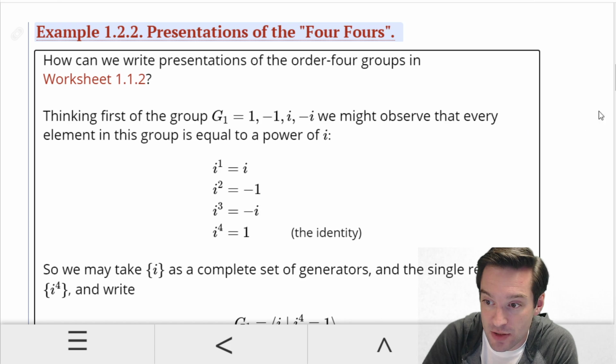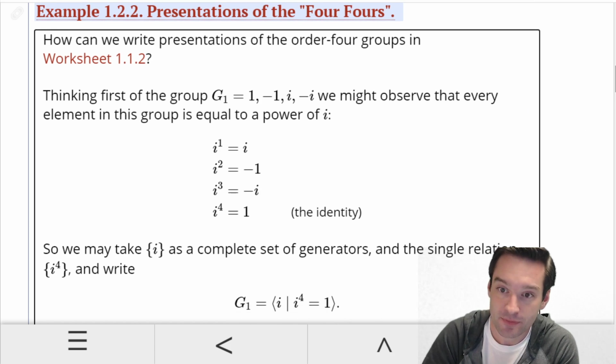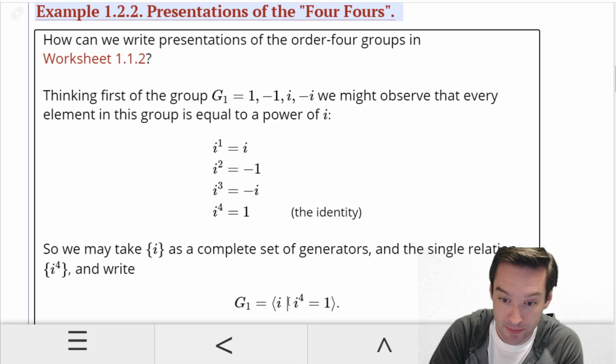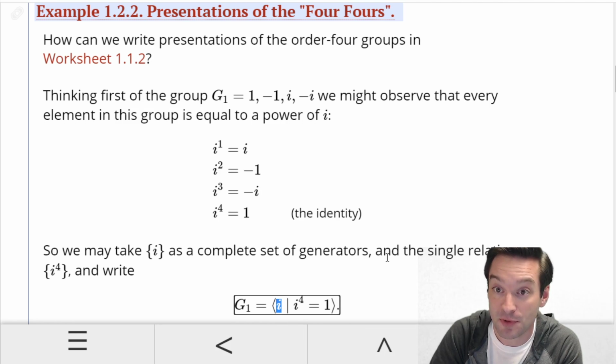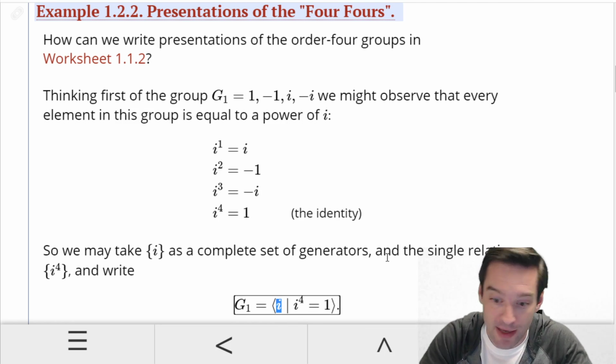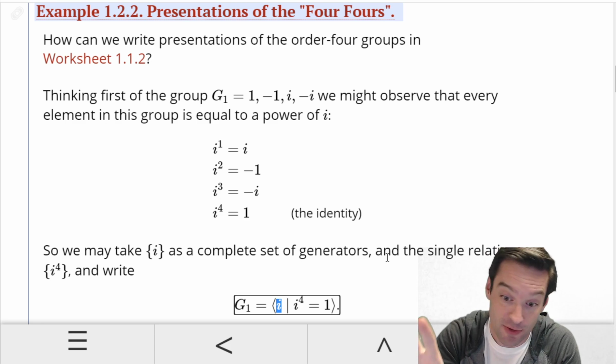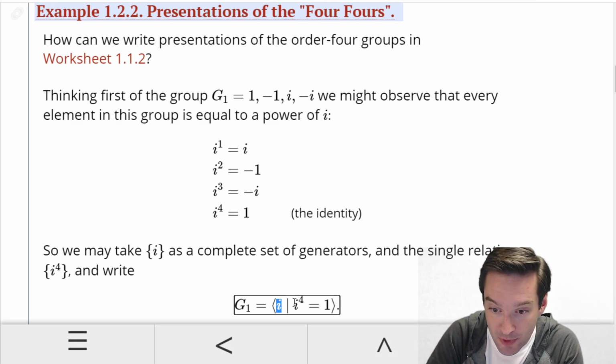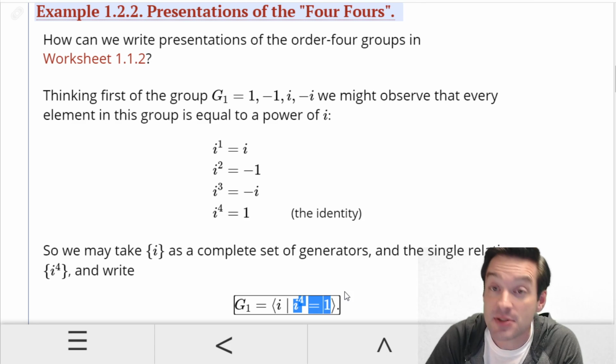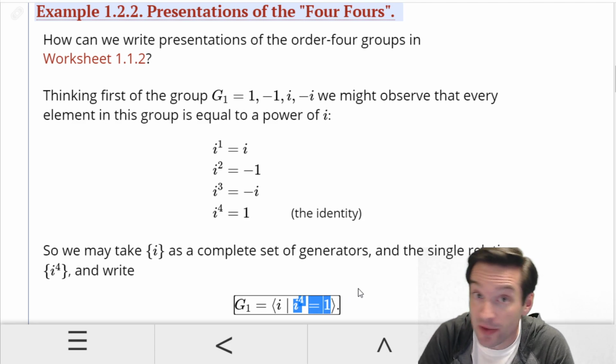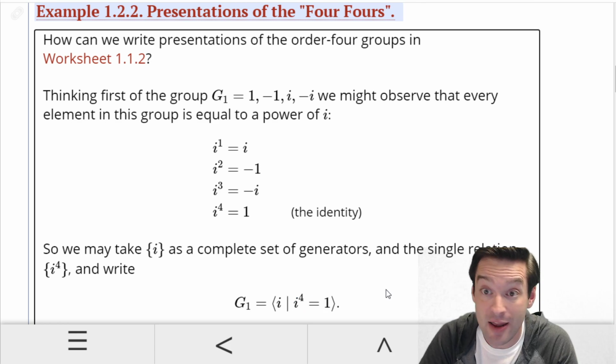So a presentation of this group would consist of the generator, I, which we write in this sort of notation here, right? We put angle brackets, and then the list of generators, so just I. And then afterwards we list whatever relations that we need, right? Whatever expressions that we want to be able to cancel. And here that's just I to the fourth is equal to 1.